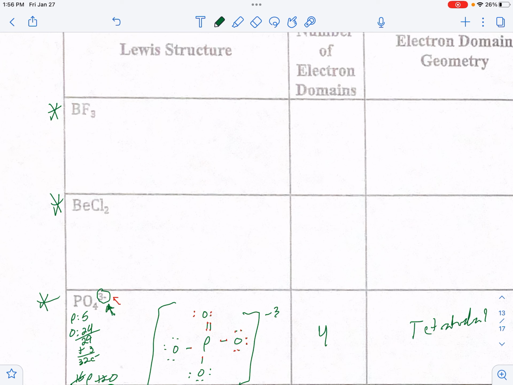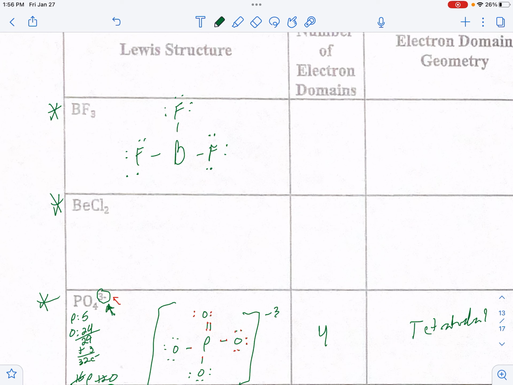So if I were to do boron or BF3, I'm going to go ahead and save us some time and fill it out for you. So I'm going to fill up all these fluorines. And that was it. There were no leftover pairs at all.